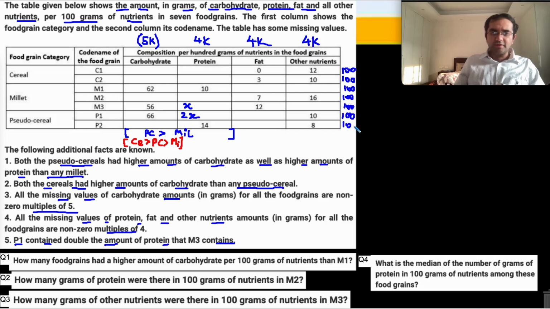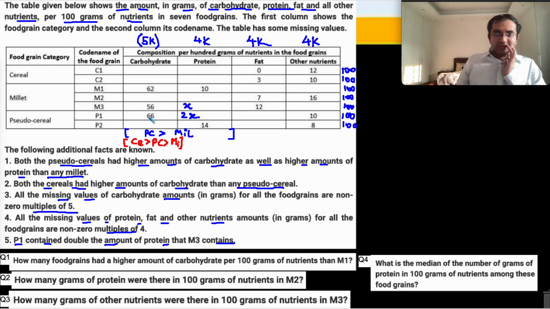So then I try to get some help: if the total has to be 100, my eye fell on M1 here. 62 plus 10 is equal to 72. 72 means that I am now left with 28 to make 100, and here there should be 2 non-zero multiples of 4. Something like that, thinking along those lines.